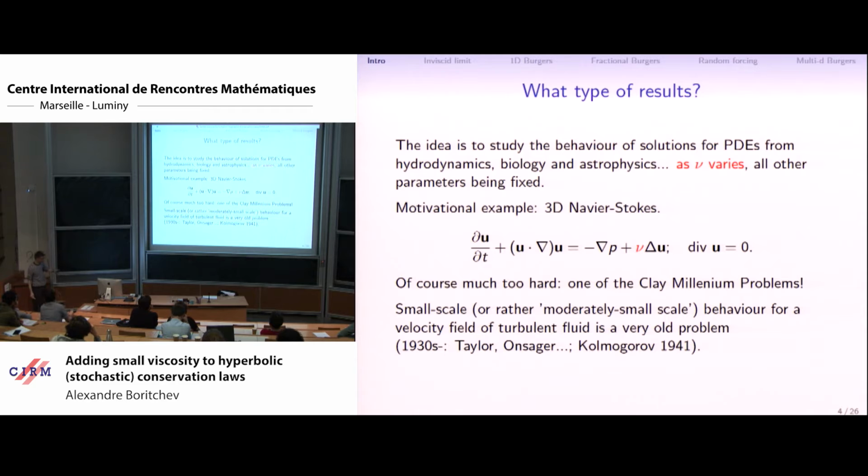So again, it's a very old problem. It was considered by the classics of fluid dynamics beginning from the 30s, so Taylor and Dryden. But arguably the three most influential papers on the subject, it's Kolmogorov in 1941. So in the future, I will refer to some results of this type as the K41 theory.